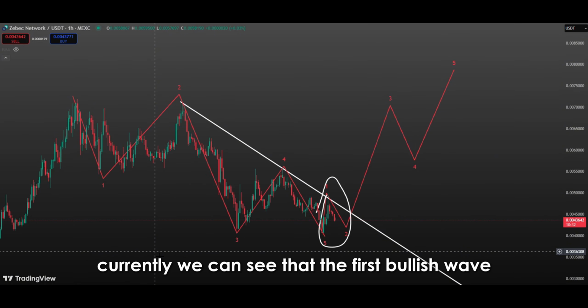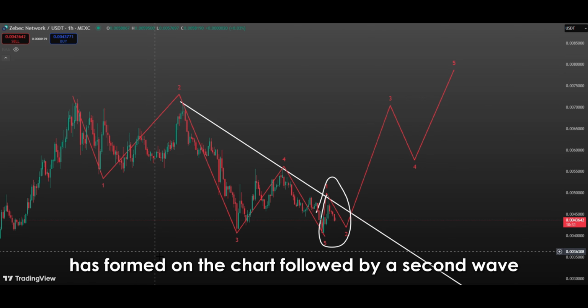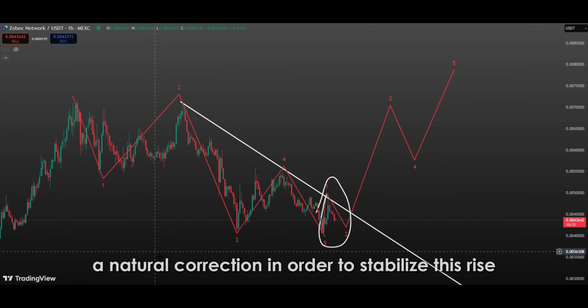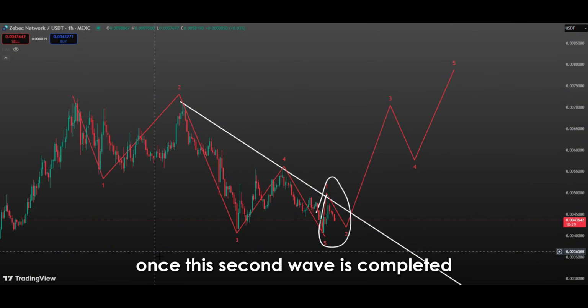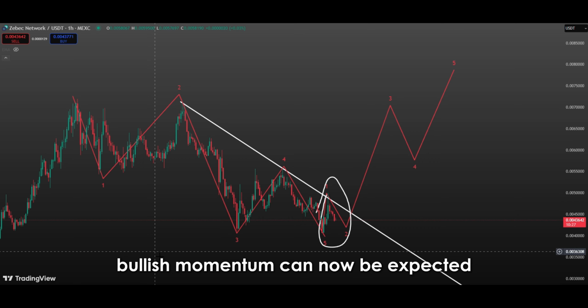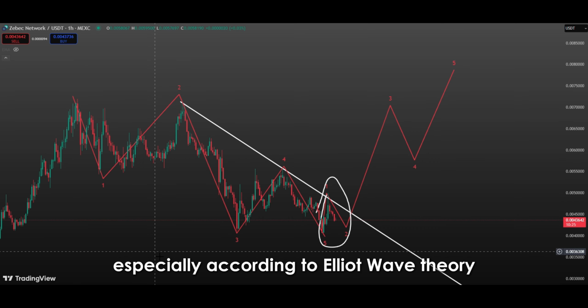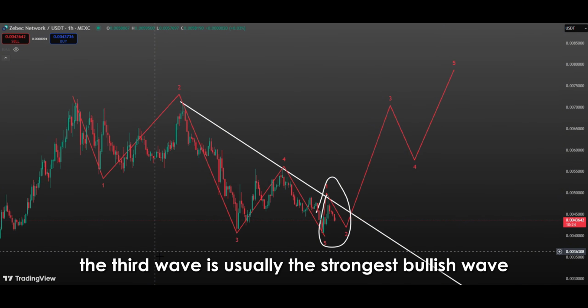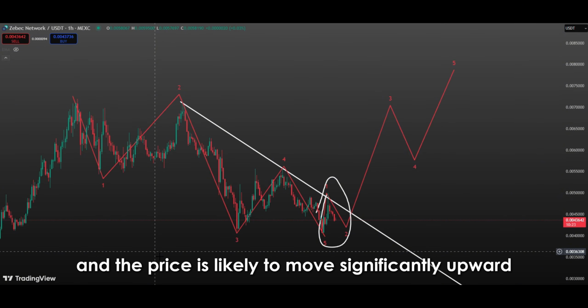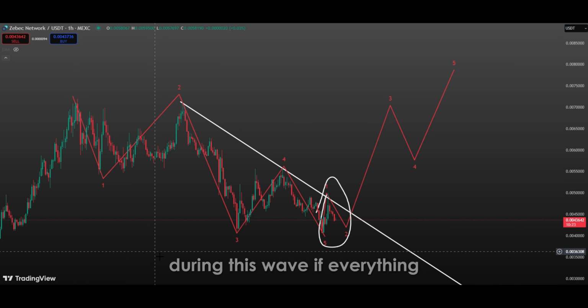This indicates that a technical recovery has begun, and the price may enter a positive trend again. Currently, we can see that the first bullish wave has formed on the chart, followed by a second wave, a natural correction, in order to stabilize this rise. Once this second wave is completed, a stronger and more pronounced bullish momentum can now be expected with the start of the third wave. Especially according to Elliott wave theory, the third wave is usually the strongest bullish wave, and the price is likely to move significantly upward during this wave.